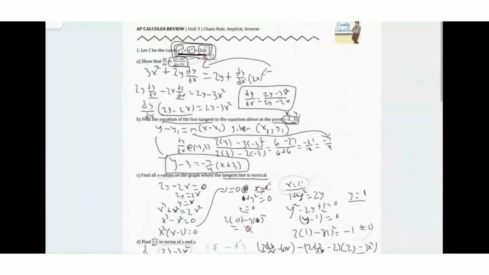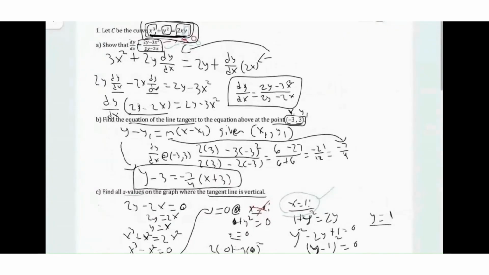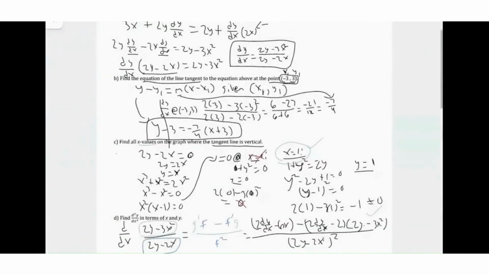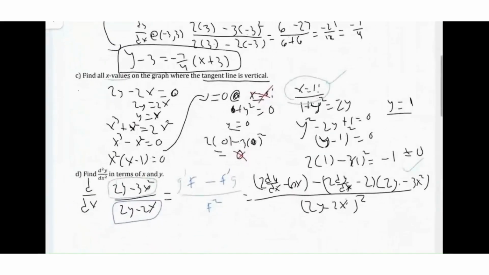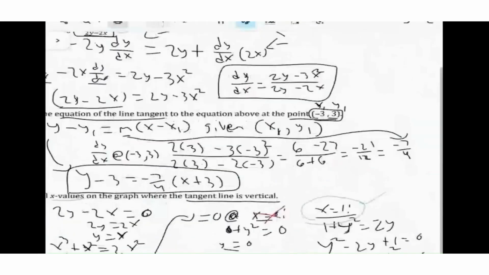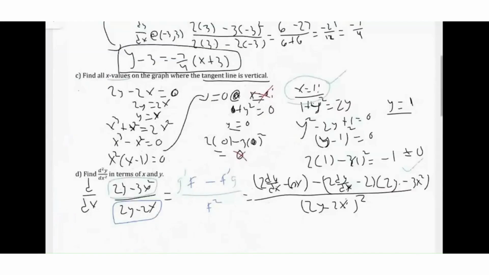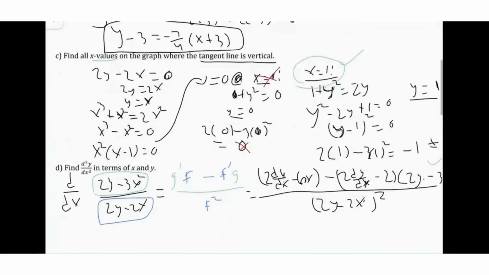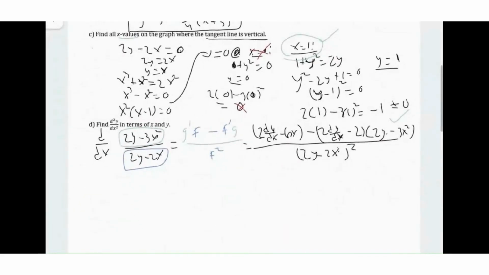Now you see we have the dy/dx's left, but don't worry, we have dy/dx given to us in terms of x and y right here. So all we need to do, it is going to look a little messy, is plug in that (2y minus 3x squared) over (2y minus 2x) into where we have 2 dy/dx.